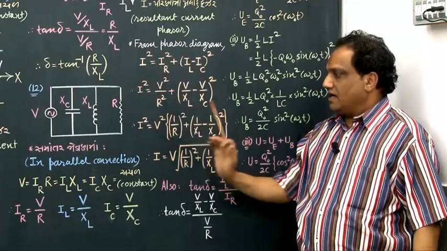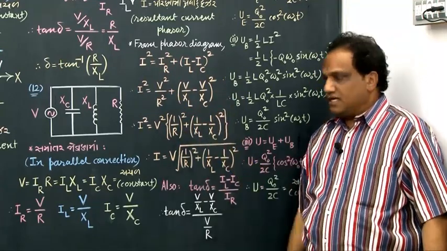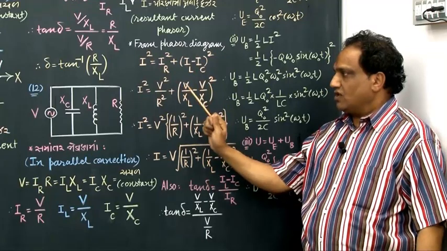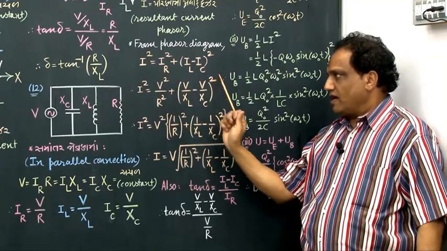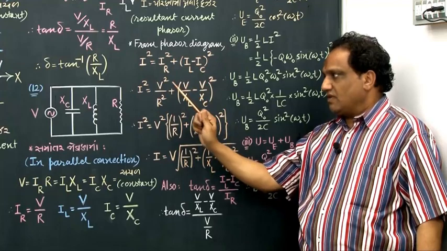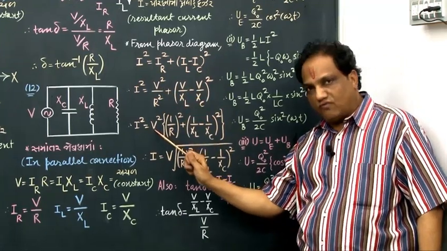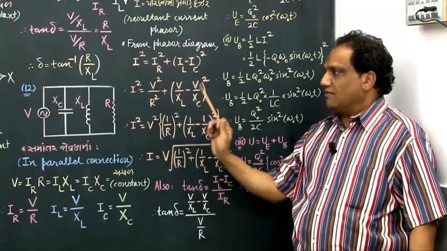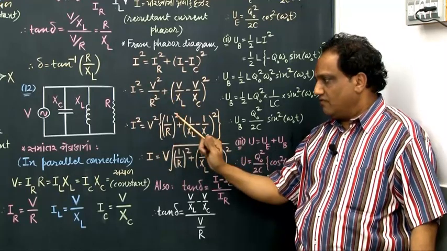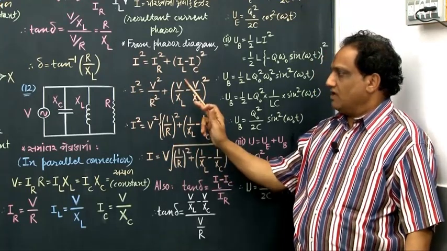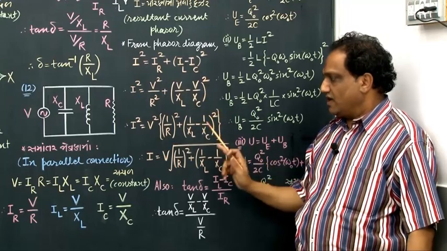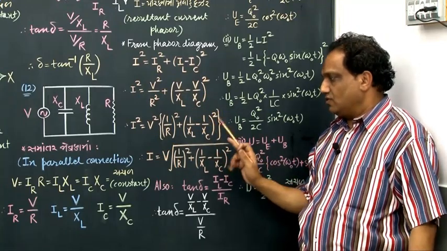Now V square I can take out from the right hand side. When you take this V and this V common, after making it squared you can take it out. That V square and this V square can be taken out from the right hand side. Left inside the bracket is 1 upon R square plus (1 upon XL minus 1 upon XC) whole square.